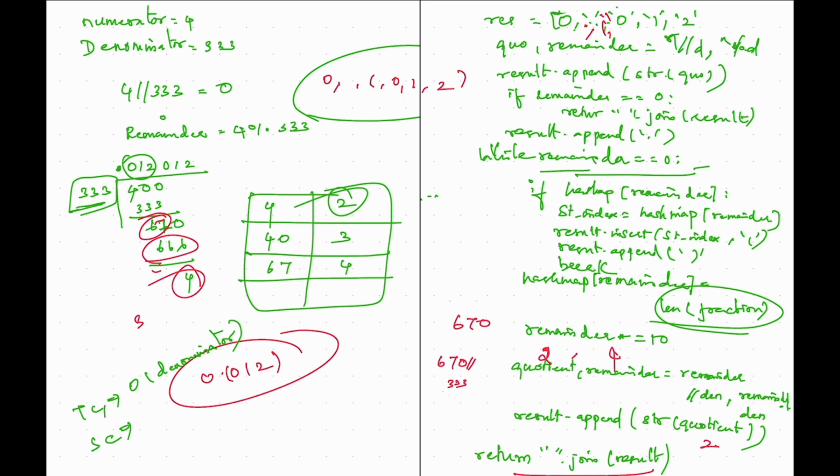We are also storing a hash map that is used to store the remainders and their corresponding positions. So the maximum size of this also can go to the order of denominator, because based on the denominator only the remainders will come. So yeah, that's the assumption here. I hope this is clear to you guys.